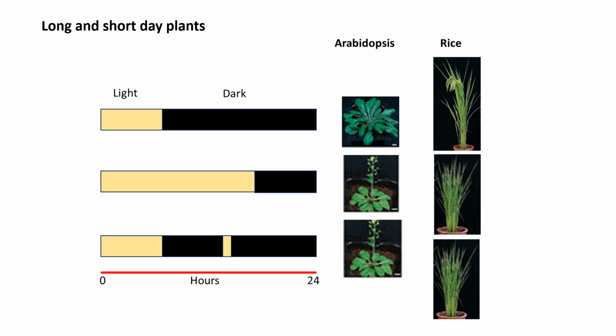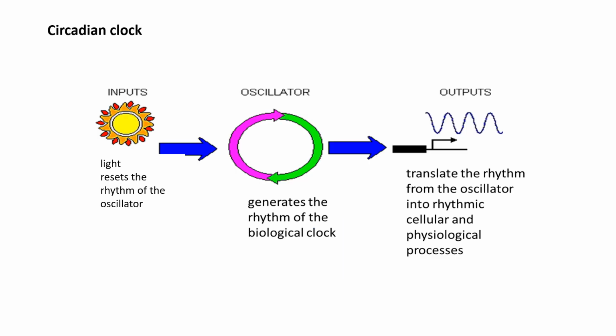In day neutral plants, flowering takes place irrespective of the light period. Tomato is an example of a day neutral plant. So, how do plants measure the photoperiod?